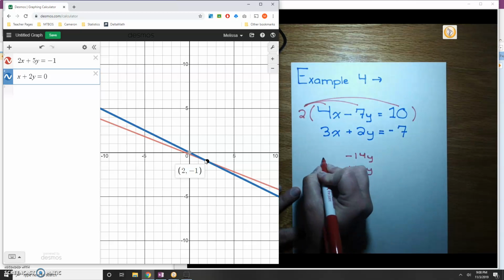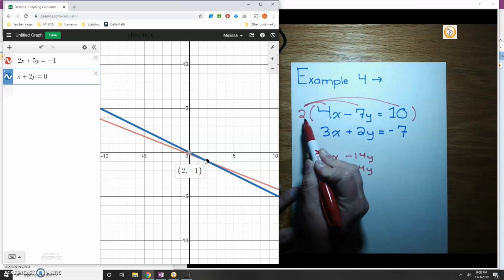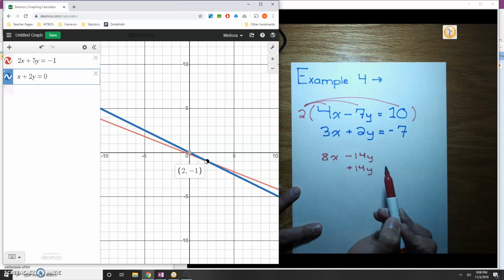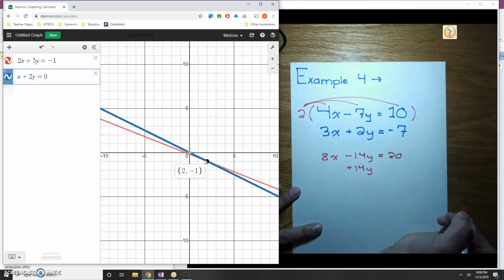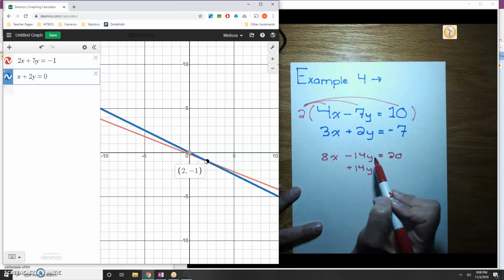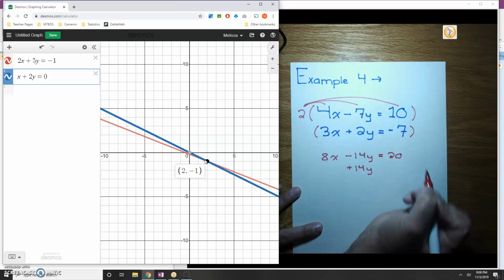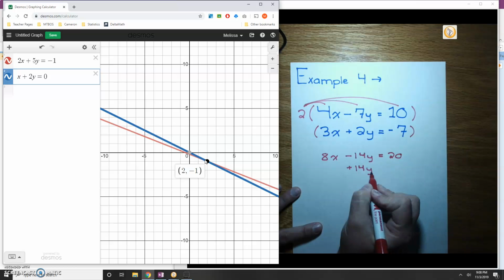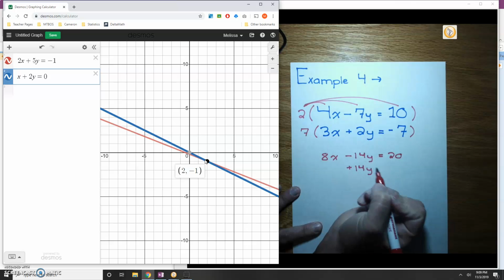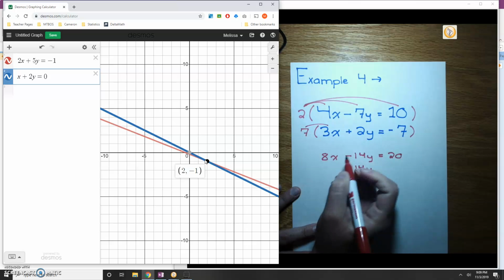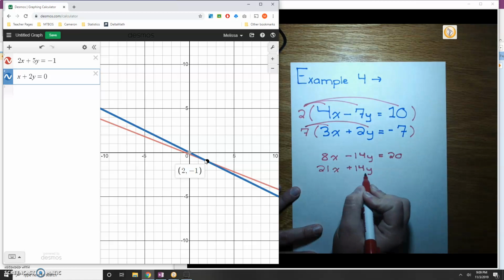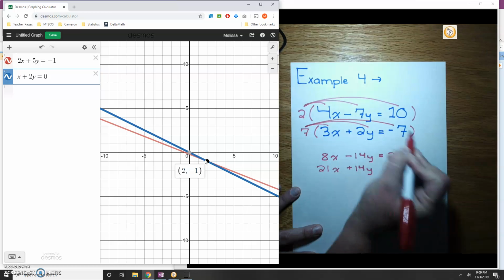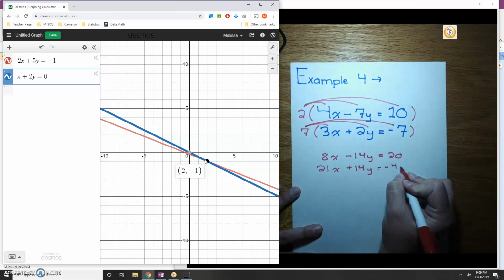And if I do that, distribute this out, 2 times 4x is going to be 8x. 2 times negative 7 gets me negative 14y. That's cool. And then finally equals 2 times 10 gets me 20. All right, so I multiplied negative 7 by 2 to get to negative 14. Well, what would I need to multiply down here? Well, if I want this to be 14y, 2 times what gets me 14? Well, that would be 7. All right, and when I distribute this, 7 times 3x is 21x. 7 times 2y is 14y, just like we talked about. And finally, 7 times negative 7 equals negative 49.